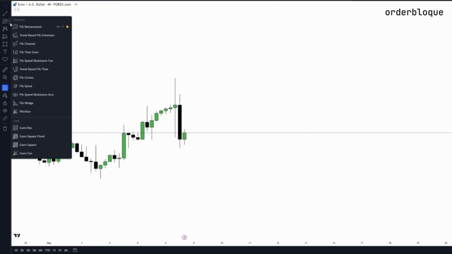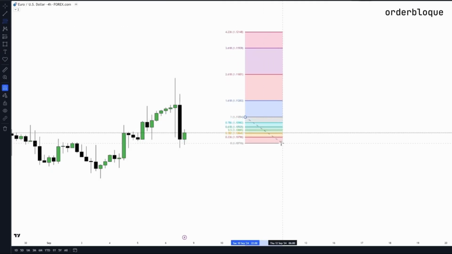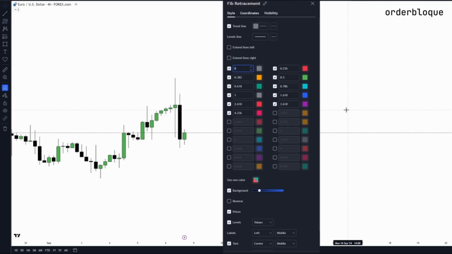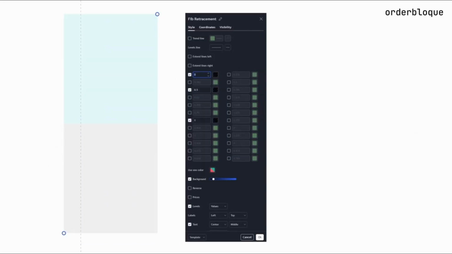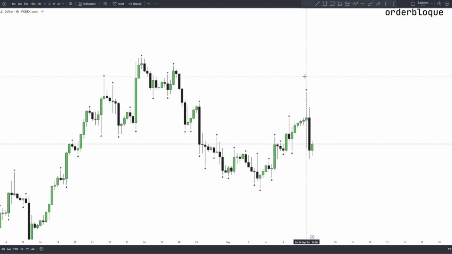In TradingView, in the upper left corner, there's a tool called Fib Retracement. If you click on it and then stretch it somewhere on the chart, by default it should look like this. Immediately go to the settings and uncheck all boxes except 0, 1 and 0.5. The rest of the parameters are up to you, but if anyone's interested, here are my personal settings. The second thing that might be useful, especially for beginners, is the fractals indicator. Go to the Indicators tab and enter this name, WIC-ED Fractals. Clicking on it should automatically apply it without the need for additional configuration.